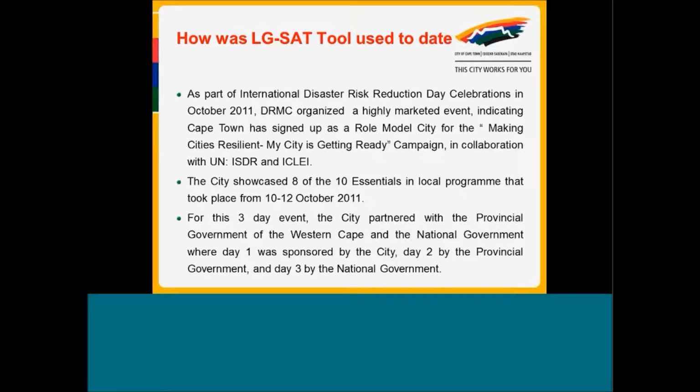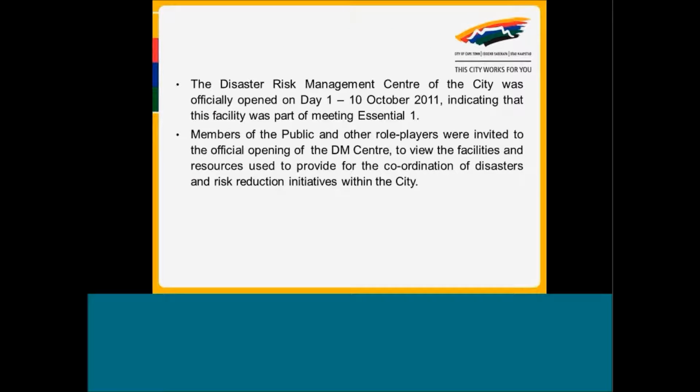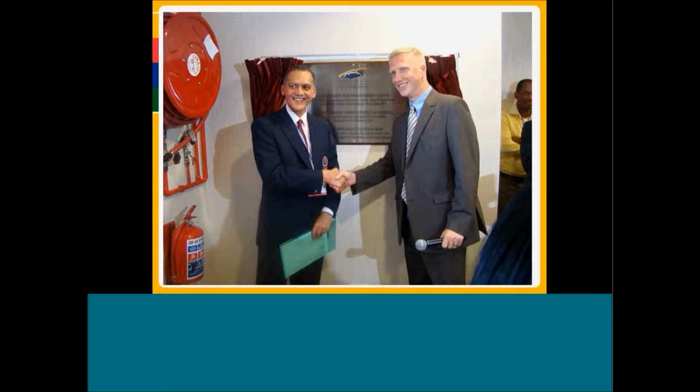I can further say that the Disaster Risk Management Center of the city was officially opened on day 1, on October the 1st, indicating that this facility was part of meeting Essential 1. Members of the public and other role players were invited to the official opening of the Disaster Management Center to view the facilities and resources used to provide for the coordination of disasters and to risk reduction initiatives within the city. So we opened this to them, and the next slide coming up indicates the official opening of the center.